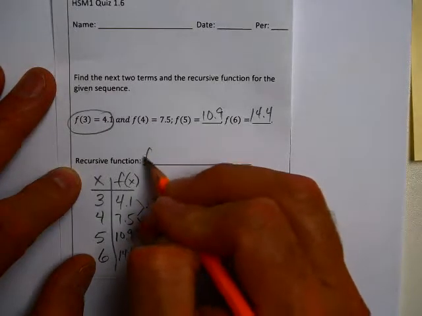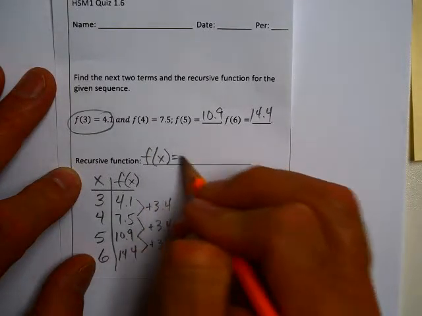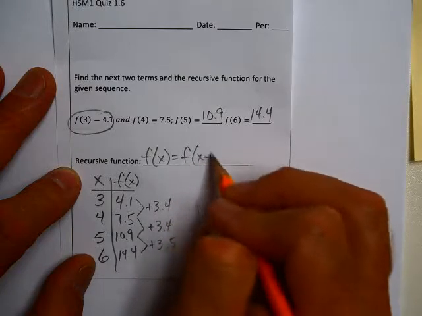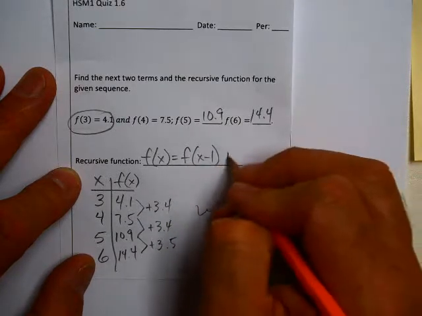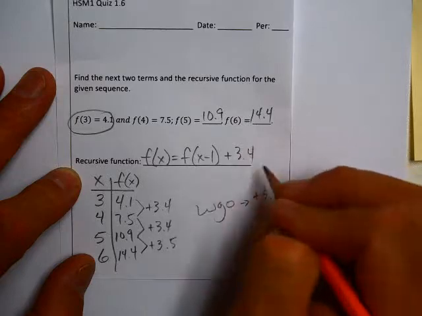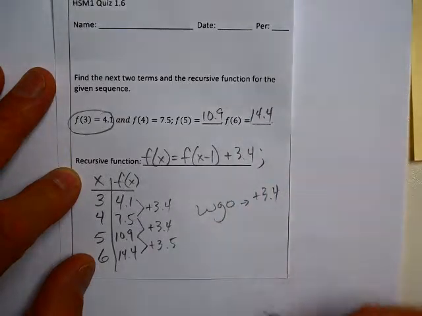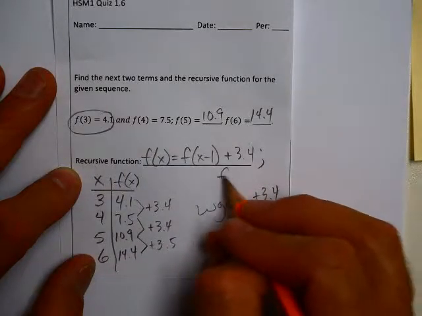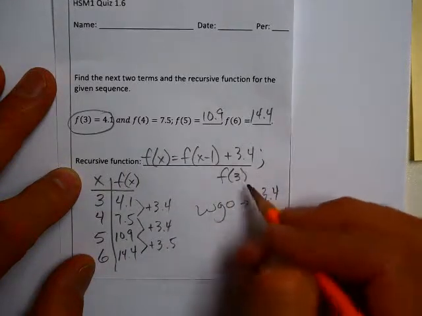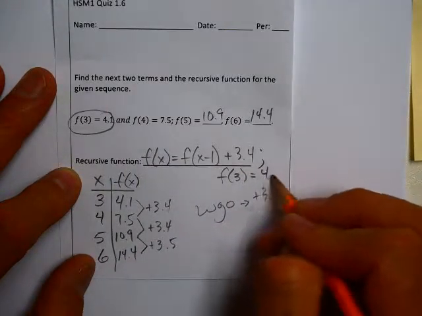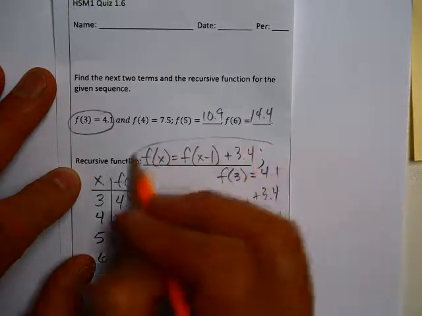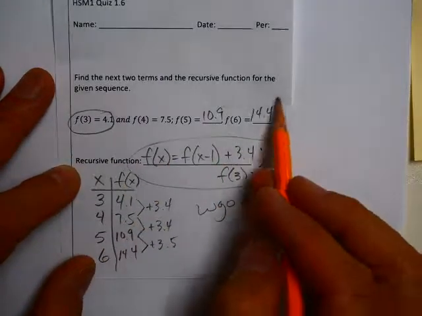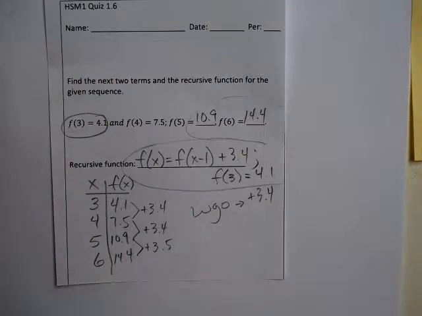So we're going to say f of x equals f of x minus 1 plus 3.4. Now, I still have to tell the computer where we start that pattern, so I'm going to repeat this. When x is 3, f of 3 equals 4.1. So this is what I'm looking for in addition to these guys here. The other stuff is just work.